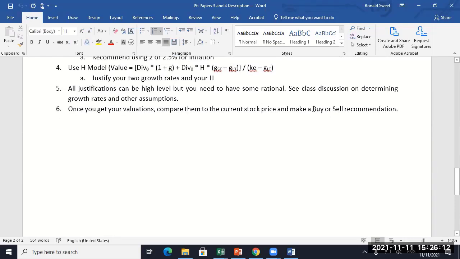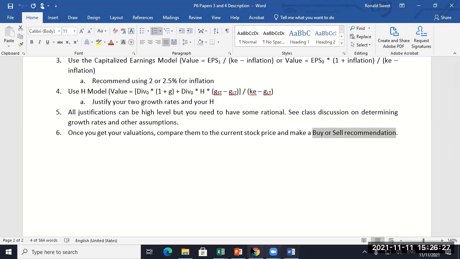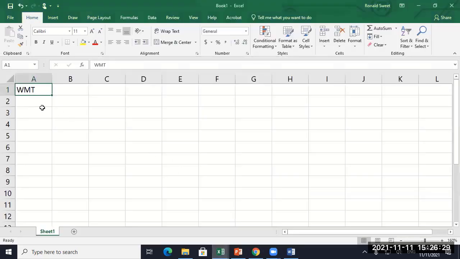And then you'll have a final recommendation, and that's where students lose a lot of points just from organization. It's just not well organized. So make it really clear what you're talking about. What's the current price? What are you recommending? All right, so that's what we're going to do. So let's just start off with, what do we need? If I were you, I'd start with that.